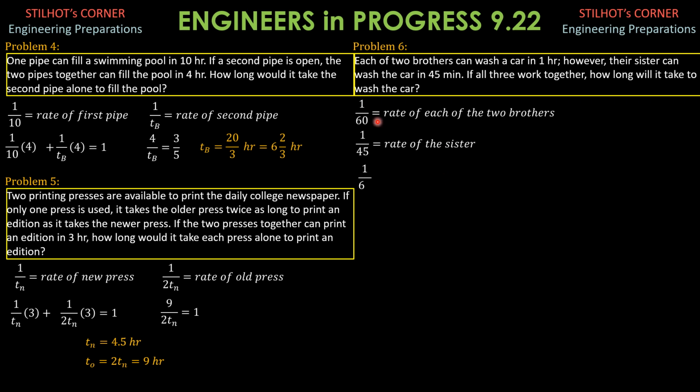So 1 over 60 times time plus 1 over 60 times time plus 1 over 45 times time equals 1 complete job. So combining using your calculator, T over 18 equals 1, therefore T is 18 minutes. So if the three wash the car all together, then it will take them 18 minutes only.